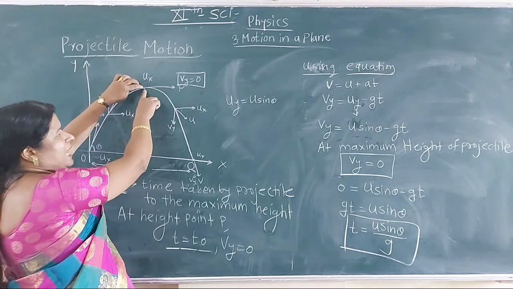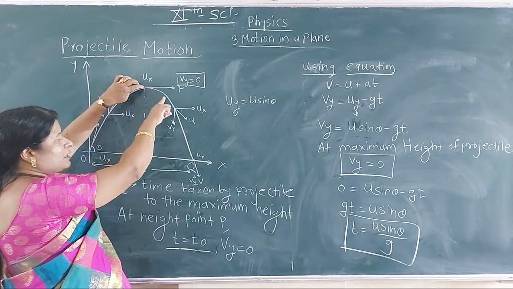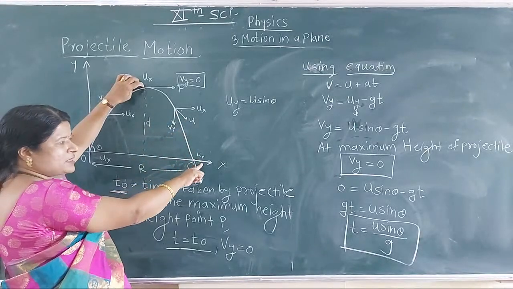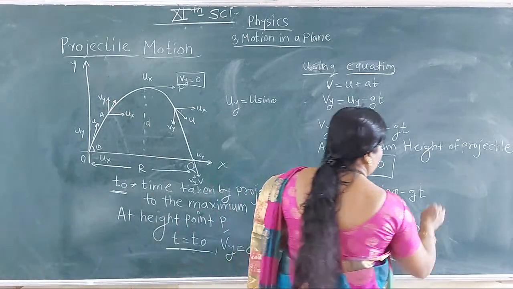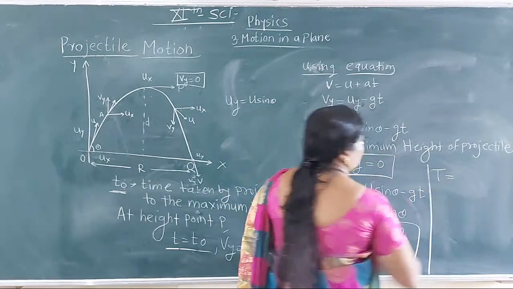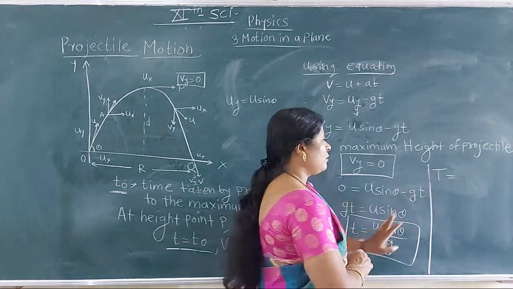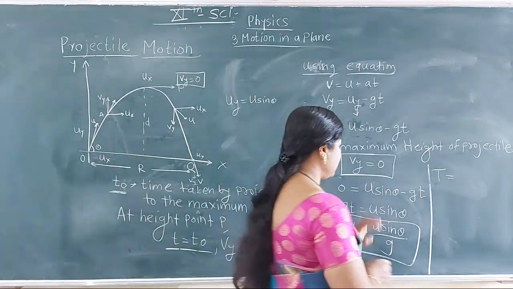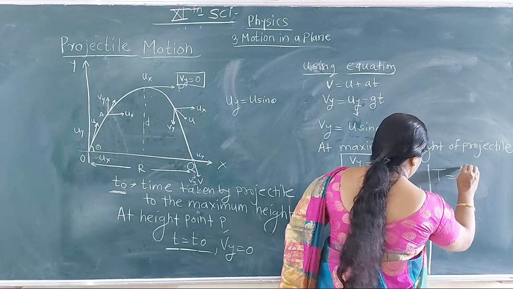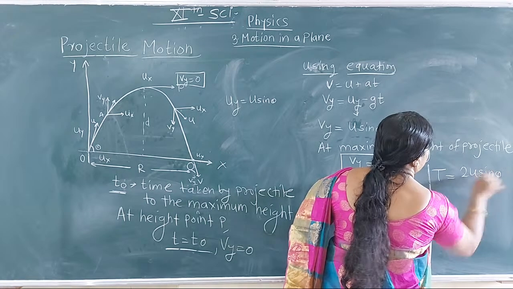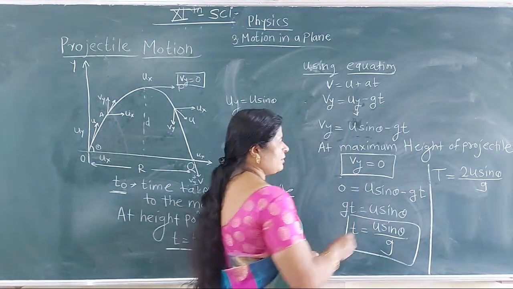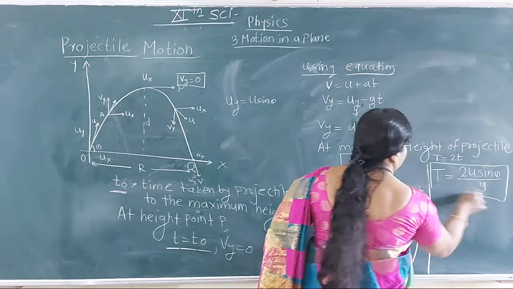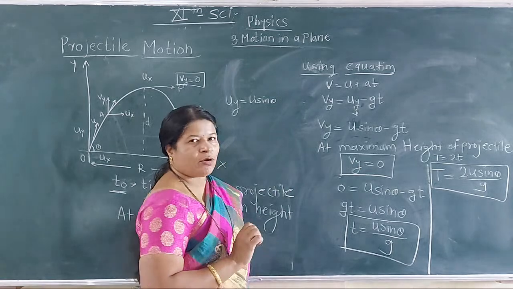Now listen carefully: the same time is required for the projectile to come back to ground level. So for the total time, we use the capital letter T. The total time required for the projectile to cover that trajectory is T equal to twice t, therefore T is equal to twice u sin theta divided by g. This is the total time of flight of that projectile.